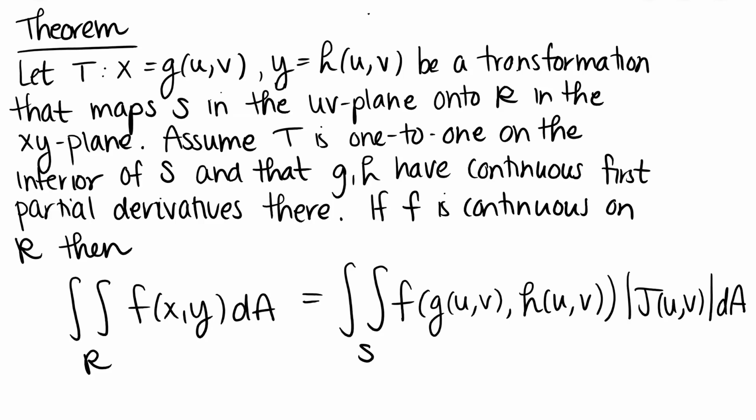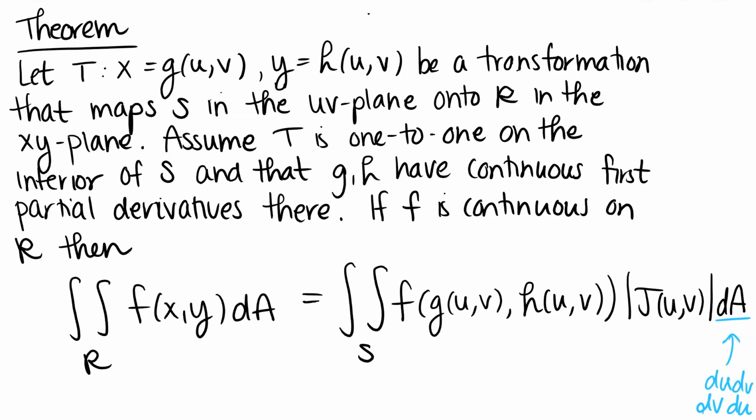On the interior of S, g and h have continuous first partial derivatives. I need that because of the Jacobian. Then if f is continuous on R, we can make this transformation. So a couple things here. This dA right here, depending on what we're going to do, is going to be du dv, or it's going to be dv du, one of those.